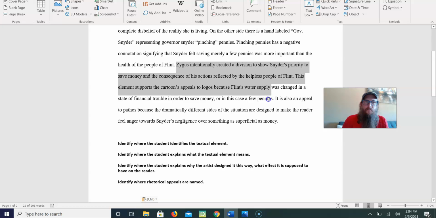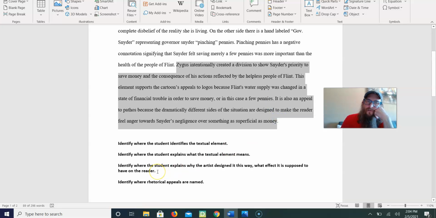This is where she talks about purpose. Why did the artist want to do this? Because he wanted to show how his focus on saving money, what that led to, what the consequences were. She also talks about how this is designed to make the reader feel angry. And then when you hear that word, you think, that's an emotional appeal. That's an appeal to pathos.